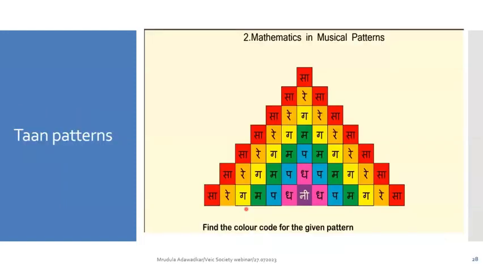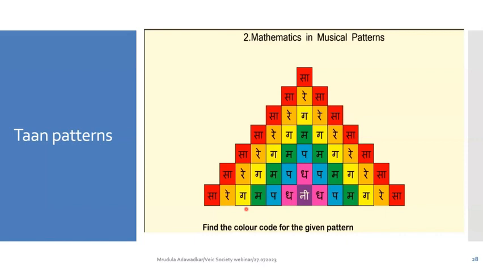Now coming to Taan patterns. I have tried to arrange this particular saptak in the form of a Meru Prastar, where we have color-coded each of the notes. And now we will try to recite patterns from this. Even in Indian classical music, the Taan patterns which grow like this are called Merkhanda Taan, which grow around a particular point. And this is called Merkhanda Gayaki, which is famous in Indian classical music.